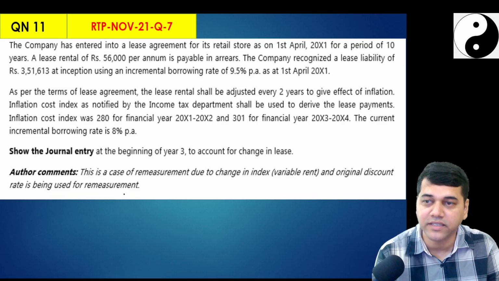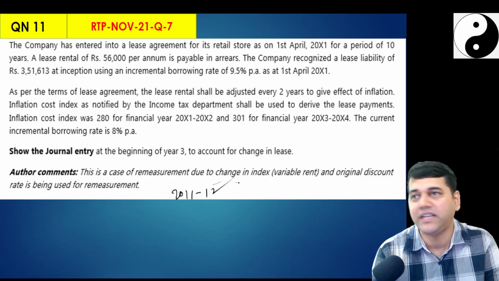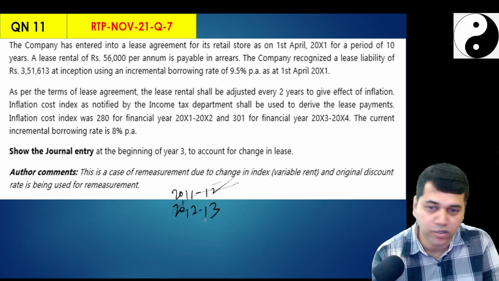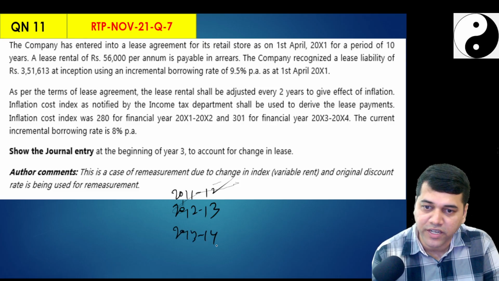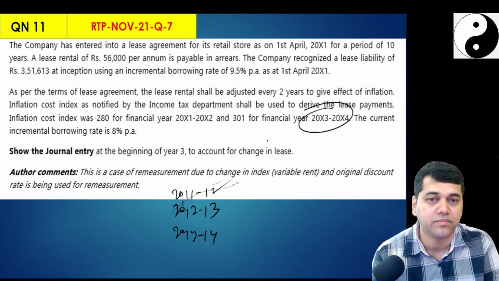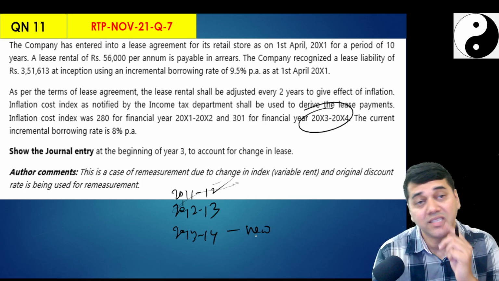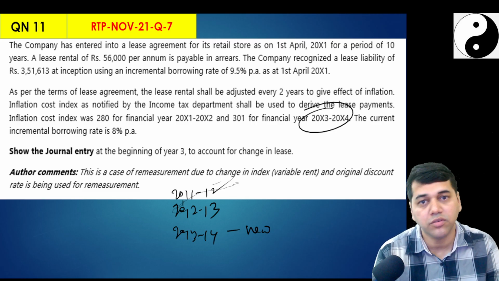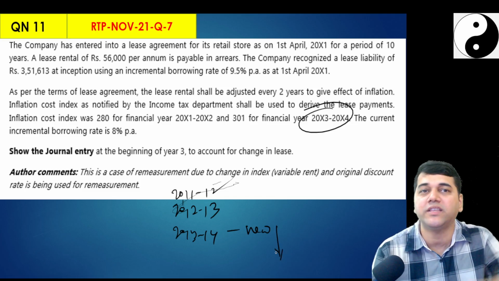So lease rent is at the end. 2011-12 went with the same as whatever you estimated. 2012-13 also went, because there is no change happening. But in 2013-14 some changes are going to happen. You will have a new lease rent. But this is a remeasurement. Remeasurement because of what? Because of the change in the index. And whatever new rent happens, it is going to apply for the rest.